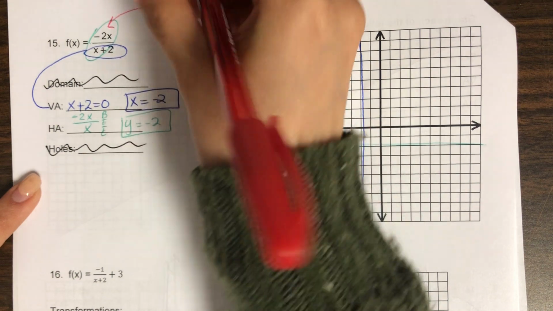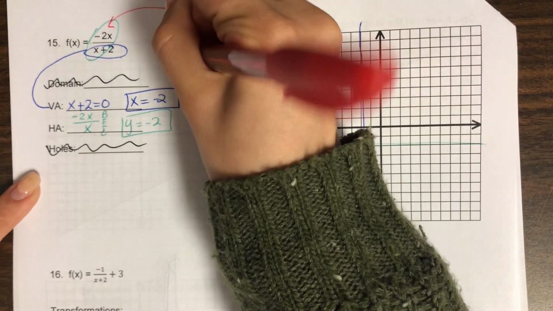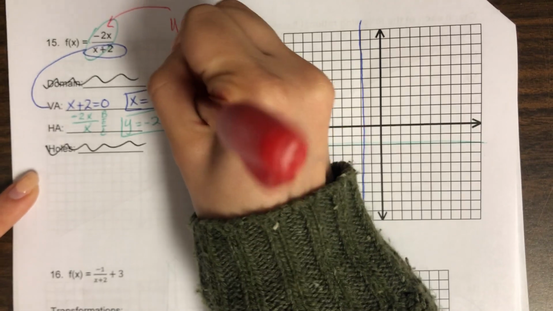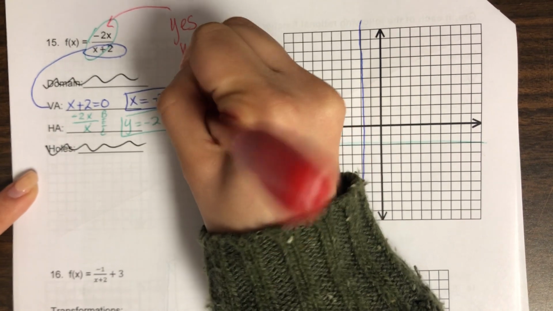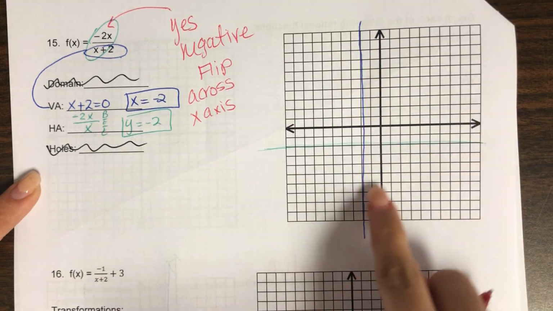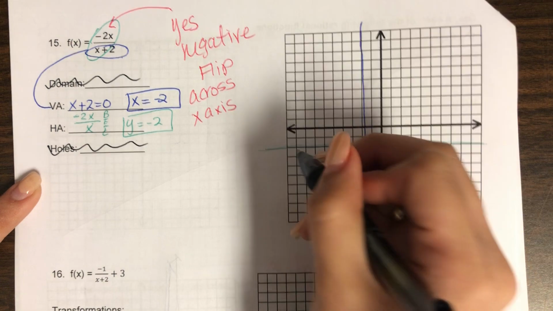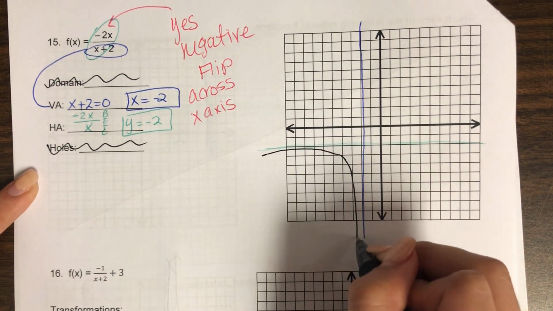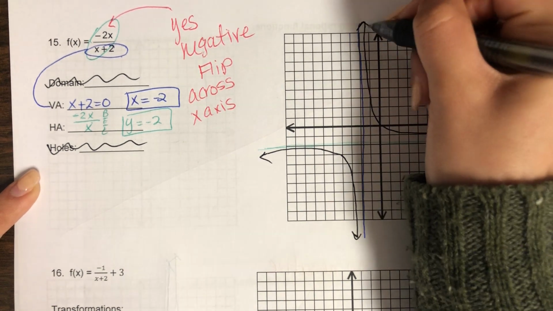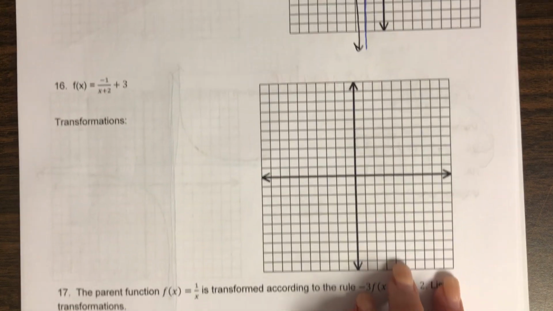Do I have a negative? Yes, I have a negative. So this means I'm going to flip across the x-axis. So remember, if it was not flipped, it would be something along these two. So now that it's flipped, it's across the x-axis. So approaching both asymptotes. Approaching both asymptotes. Okay, moving on.